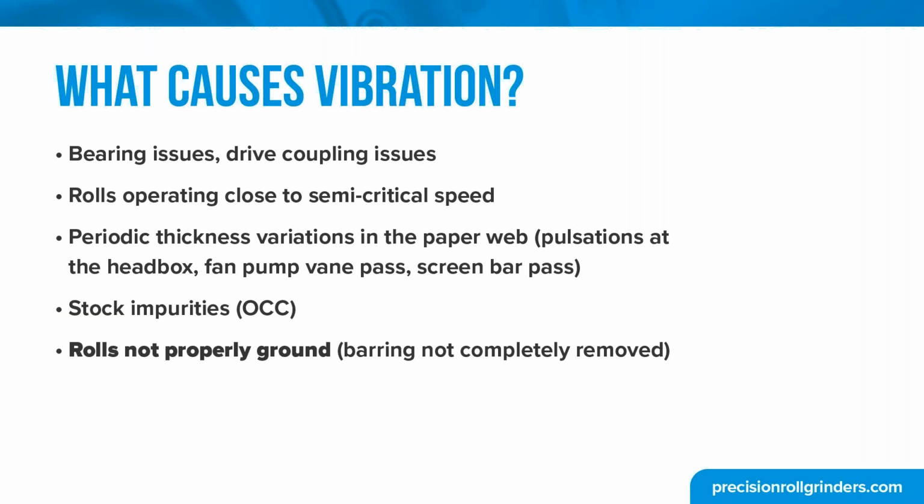But the biggest cause is rolls that are not properly ground. And by that I mean rolls that had barring, but when they were ground, the barring was not completely removed. Because once the roll has barring, it generates its own vibration, and that vibration will be harmonic. So once you have barring in a roll, it will not go away until it's completely ground out, which again is not easy to do.